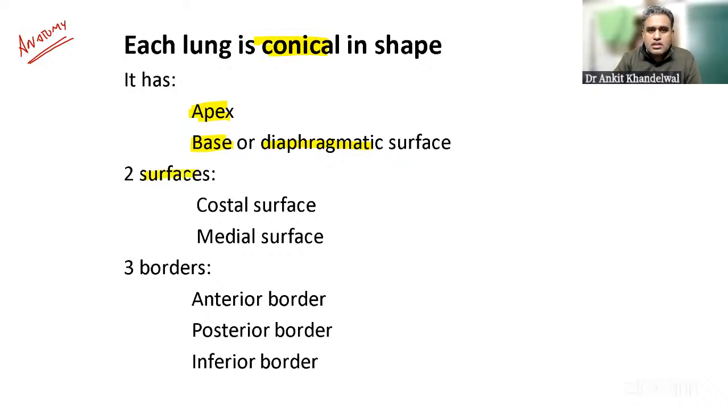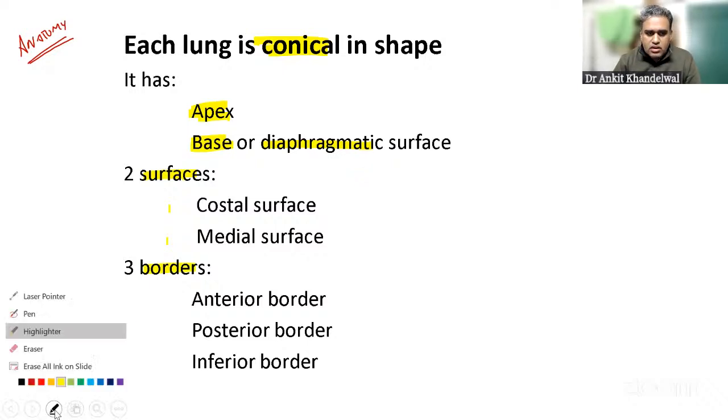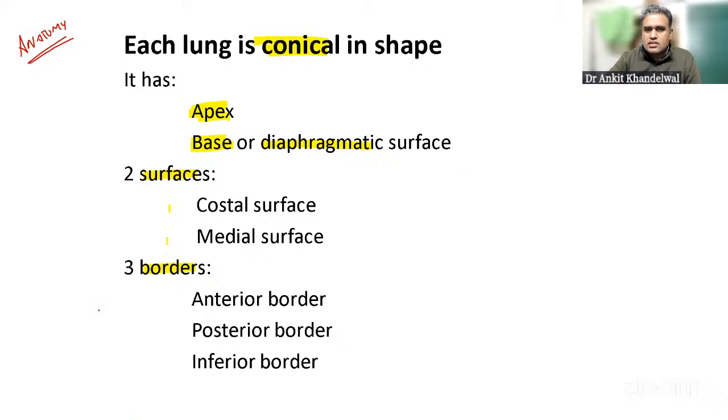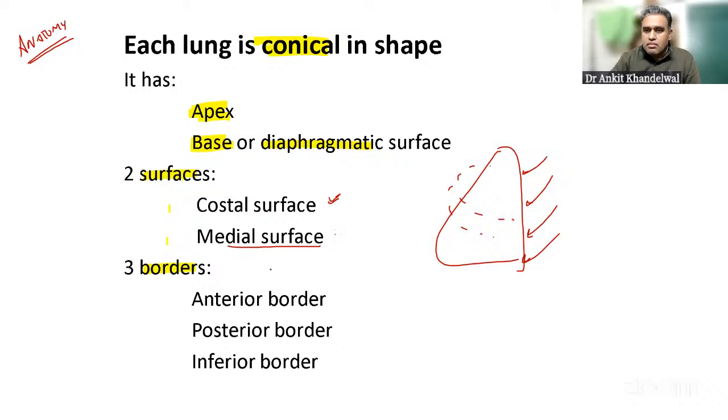Then you have to talk of the surfaces and borders. In surfaces, at least these two names should be very clear: costal and medial surface, not mediastinal, medial surface. Let me just try to show you guys. If you see a lung over here, say suppose the right lung, whatever part of the lung is in contact with the ribs, all that surface will be known as the costal surface. And this, where I'm putting the arrow, this part of the lung will be the medial surface. Below, guys, this is the base or diaphragmatic surface, already discussed, and this is the apex of the lung.